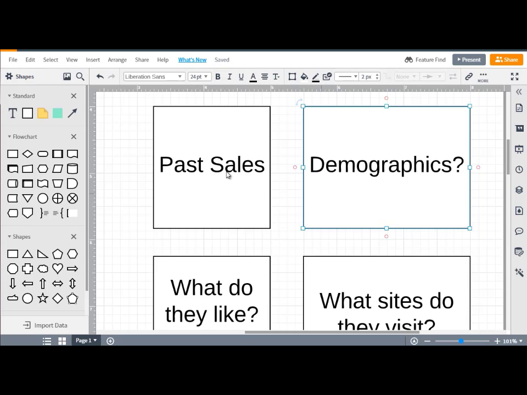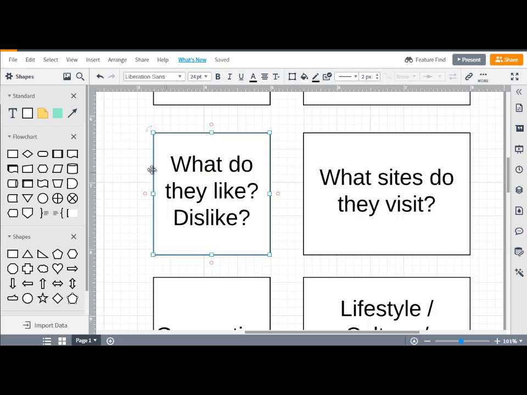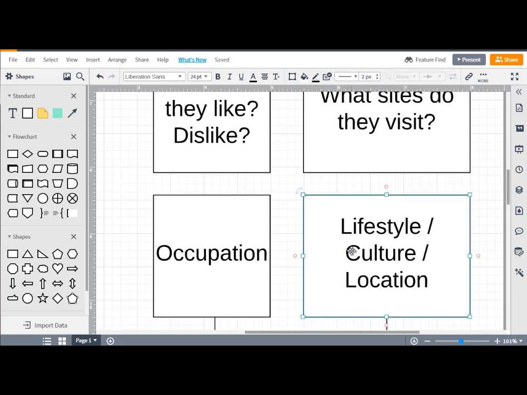So past sales is one thing. Another thing is to start figuring out their demographics. And what I mean by that is, are they male? Are they female? What kind of age group are they? Are they young? Are they 18? Are they 20, 30, 40, 50? Or are they 65 plus? And beyond that, demographics wise, start to paint a picture of who you are targeting. What do they like? What do they dislike? What does their lifestyle look like? When they wake up, what do they do?